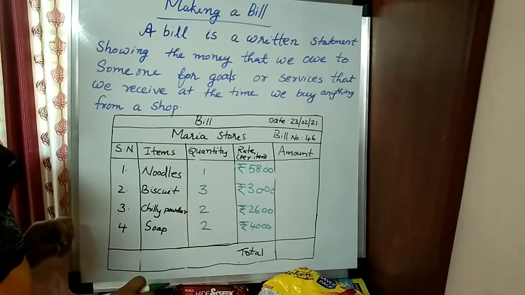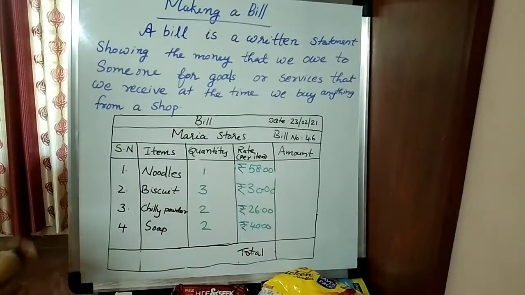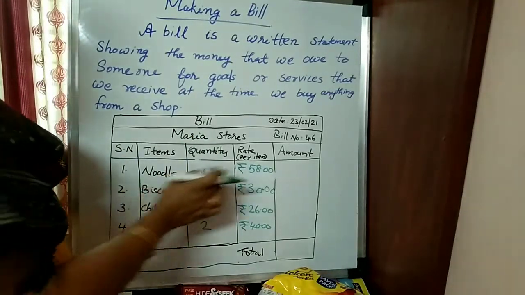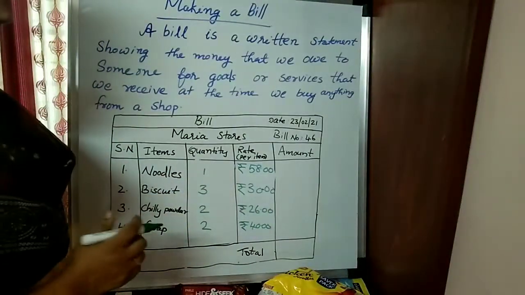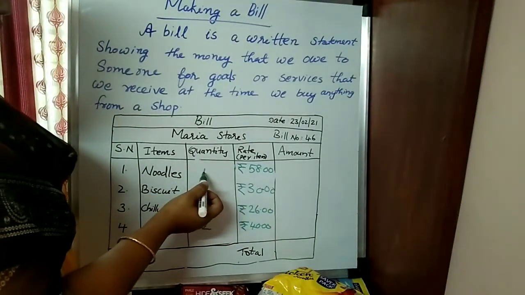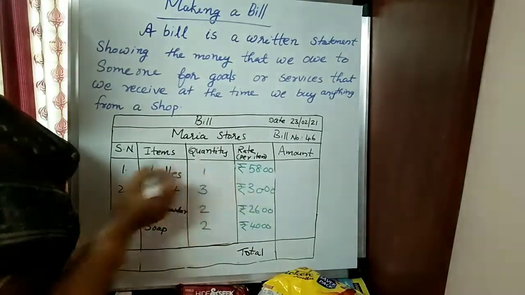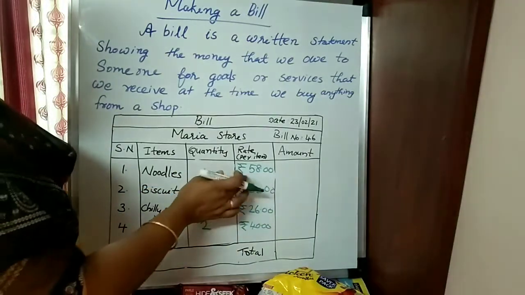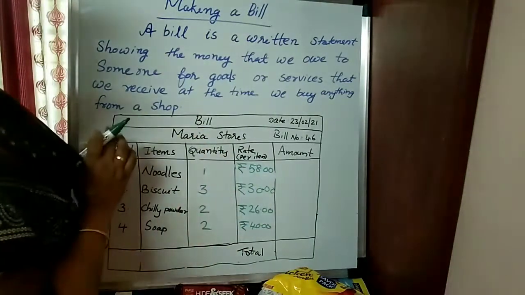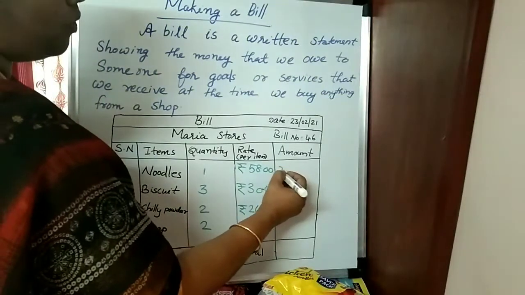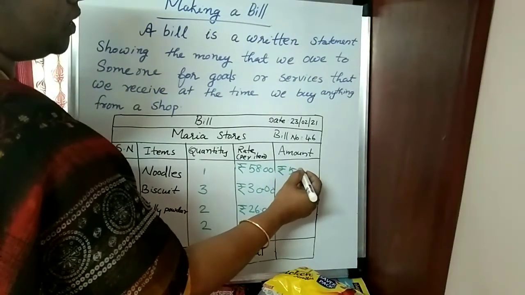The next step is to find the amount of these items. How will you find this amount? Here 1 packet of noodles is there. So 1 into 58. So what is the amount here? Rupees 58.